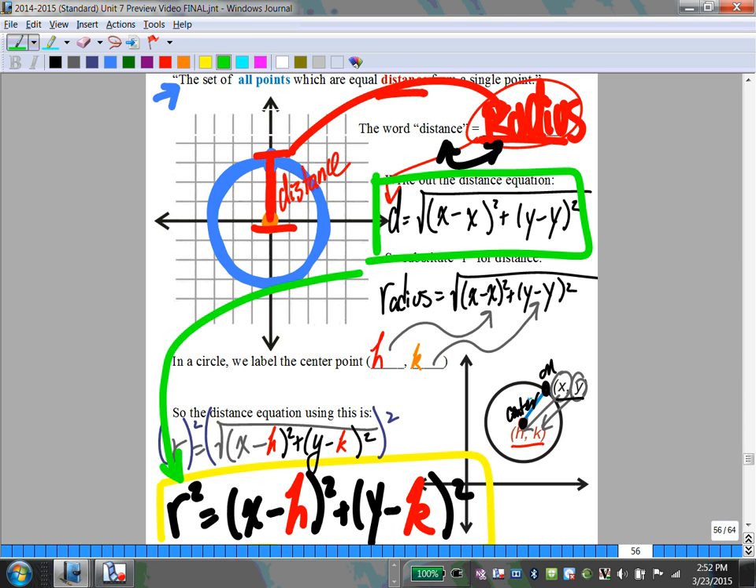That is basically the radius. So you use the distance equation and you replace the second x with h and the second y with k. And then you square both sides, the whole thing. So you get radius squared equals x minus h squared plus y minus k squared.